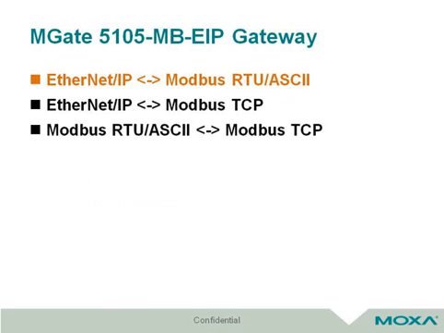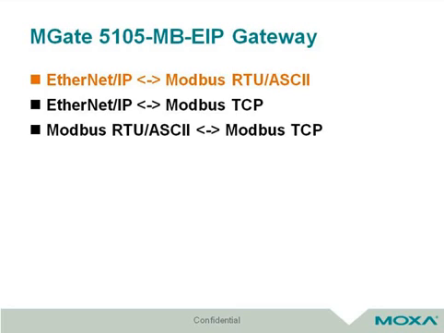We know the product can support 3 protocols. So, how many conversions can the product do? There are 3 kinds of conversions: EIP to Modbus RTU or ASCII, EIP to Modbus TCP, and Modbus RTU or ASCII to Modbus TCP. Besides, no matter which protocol it is, the role can be master or slave, and scanner or adapter. Obviously, it is a powerful product which can be applied in lots of applications.